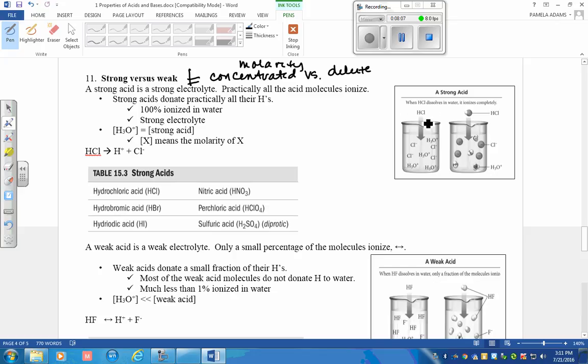So here we have a strong acid. When a strong acid is in water, it breaks apart completely. 100% of all the HCl particles will break apart into their ions. Remember that an H plus and H3O plus, the hydronium ion, are interchangeable terms. Okay. A strong acid or a strong base is a strong electrolyte because there's a charge. And there are a lot of charges because all of the particles break apart.